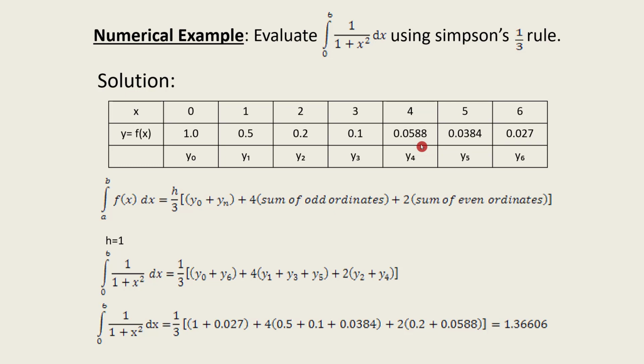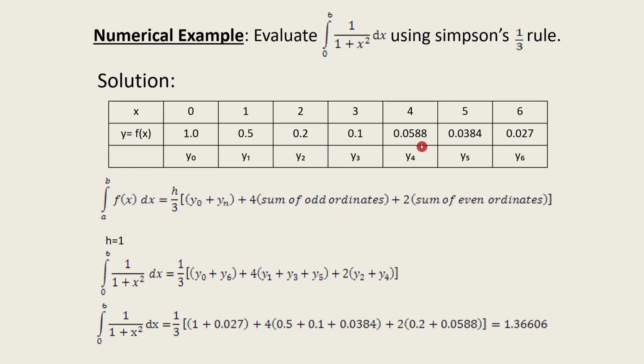Now let's see a numerical example of Simpson's one-third rule. Here the question is to evaluate the integral from 0 to 6 of 1 by 1 plus x square dx. We know in Simpson's one-third rule there should be an even number of intervals. So we divide it into 6 intervals each of length 1. We get x values as 0, 1, 2, 3, 4, 5 and 6.